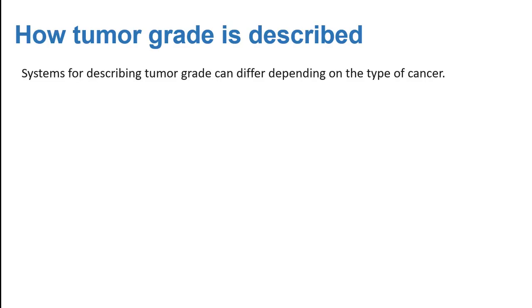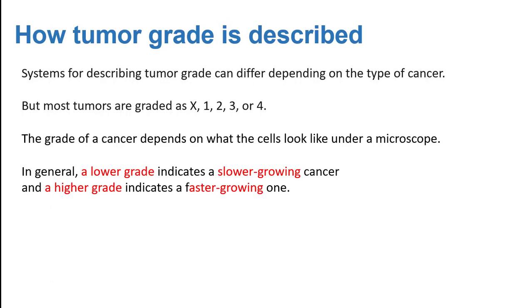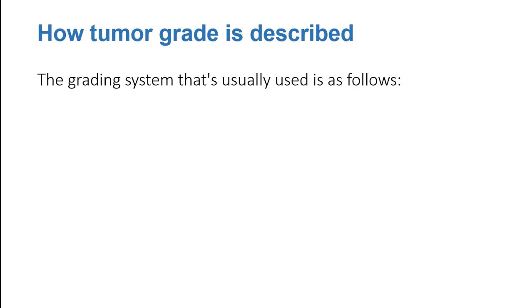Cancer grading and staging. Systems for describing tumor grade can differ depending on the type of cancer, but most tumors are graded as X, 1, 2, 3, or 4. The grade of cancer depends on what the cells look like under the microscope. In general, a lower grade indicates a slower growing cancer, and a higher grade indicates a faster growing one. The grading system that's usually used is as follows.